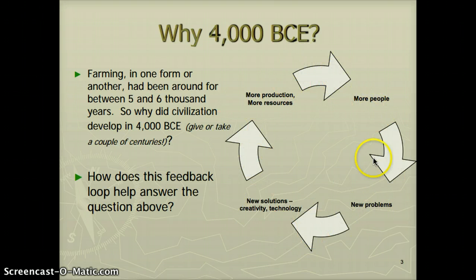And so that loop took a while to start spinning fast, but after it got spinning, it went really, really fast, and you get into the first civilization. So on to the lesson. If you need to pause, go ahead and take notes on that, or re-listen to it, but let's go on to slide 4 now.